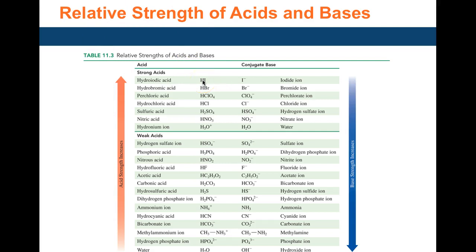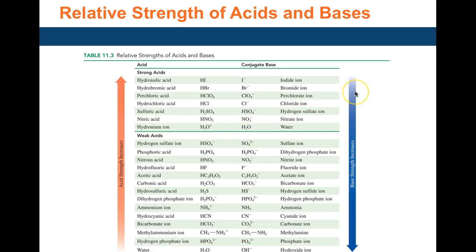That's why HI is the strongest acid, HBr is the next stronger acid, and then you have HClO4, the perchloric acid, followed by HCl, all right? Below HCl is H2SO4, and below that is HNO3, and then you have H3O plus, the hydronium ion, all right? These are all the strong acids, which means that they break up in water 100%, okay? Now, their corresponding conjugate base, on the other hand, is weak, all right?